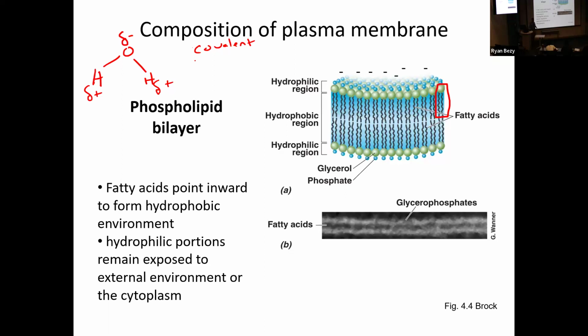There are single covalent bonds, double covalent bonds, triple covalent bonds, but there are also polar versus non-polar covalent bonds. So this is going to be a polar covalent bond and a single covalent bond. A covalent bond is a chemical bond where two or more atoms share electrons. But the oxygens are a little bit more greedy and they tug the electrons a little closer to themselves.